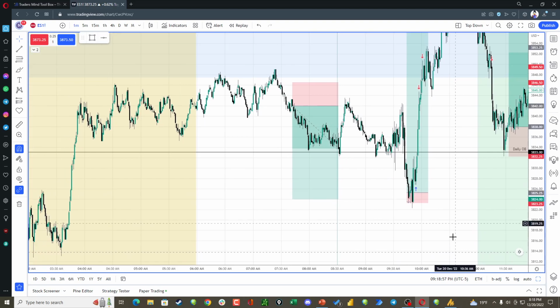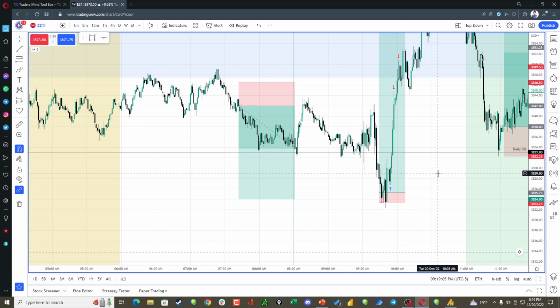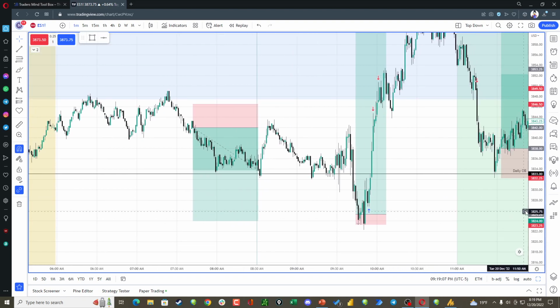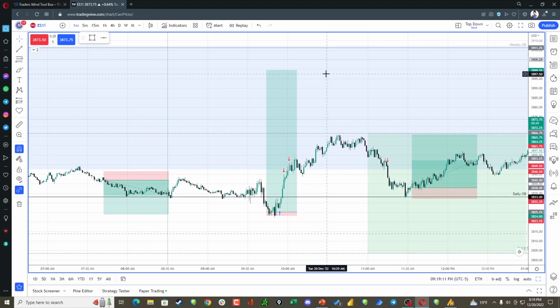I did get long here. This is where I wanted. I saw this trade and I elected not to take it on the basis that I wanted to only focus on the bias that I'm interested in, which is long. And you can see that I projected a much longer move. I think tomorrow this is where we will get up to 3,900, but we didn't get there today.